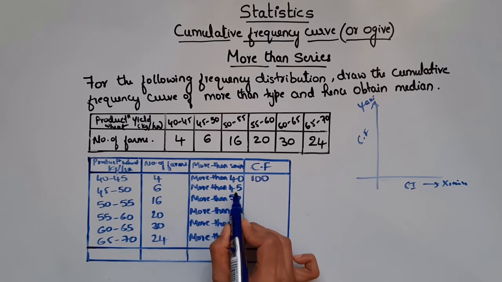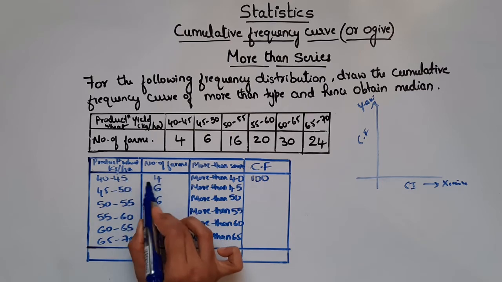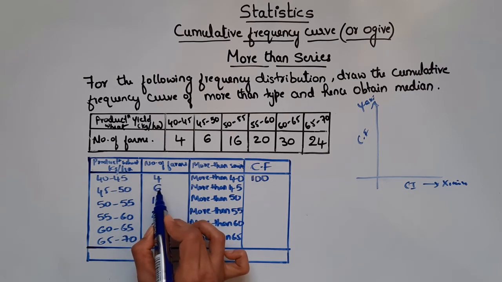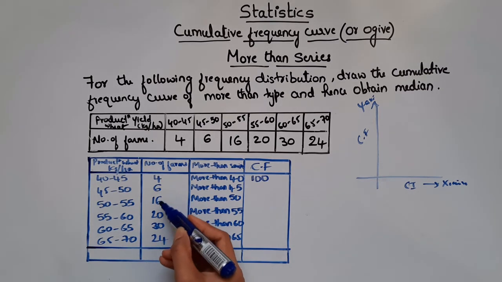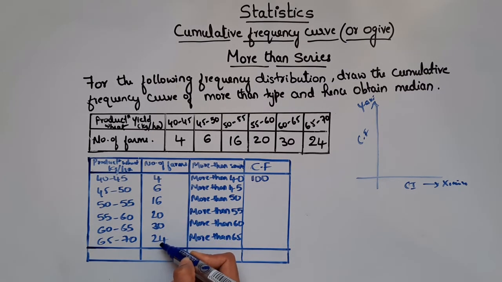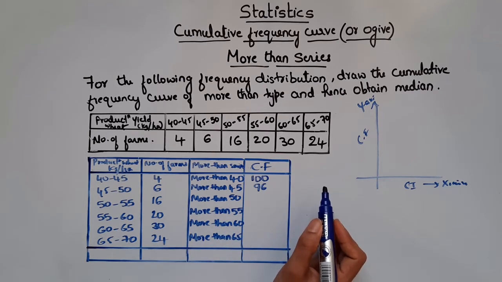So next we have more than 45. Now we have to write the number of farms whose production yield is more than 45. This 4 is less than 45, so you will not include this, right? So more than 45 means this 6 we have. Here 16 is also more than 45. 20 is also more than 45. 30 also comes in the range more than 45, right? And this 24 also. So you will add 6 plus 16 plus 20 plus 30 plus 24. That will give you 96. I hope you are getting my point.